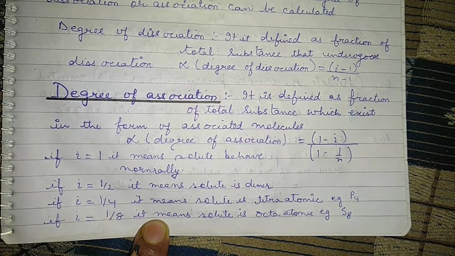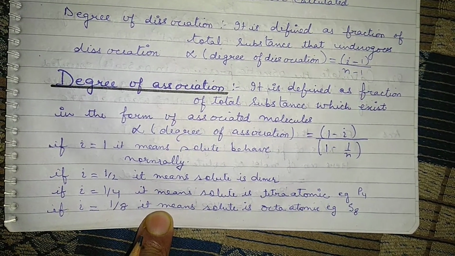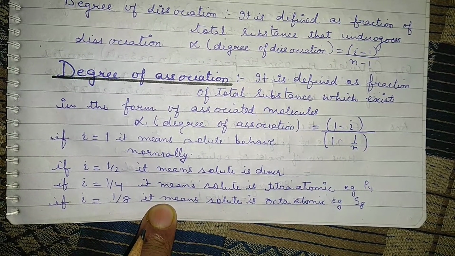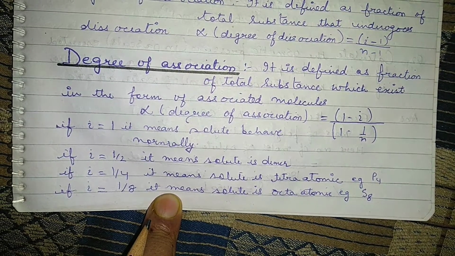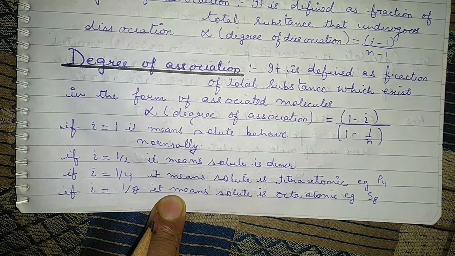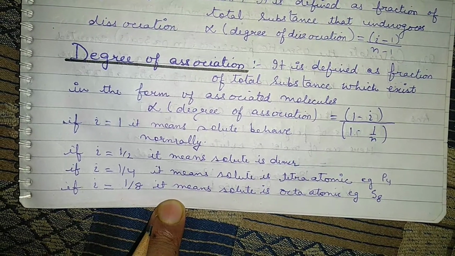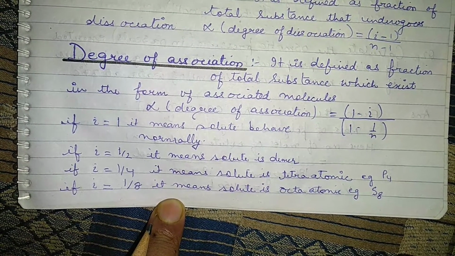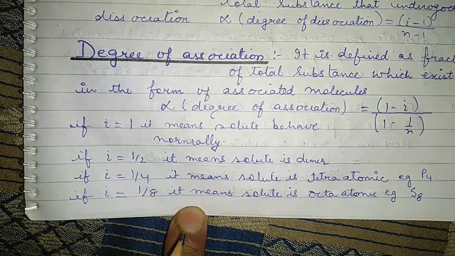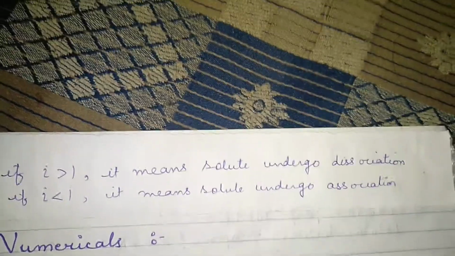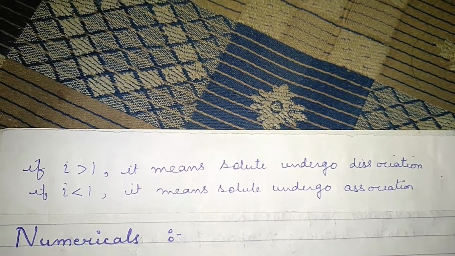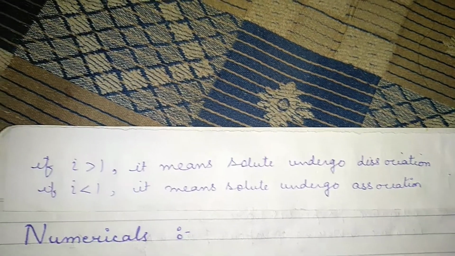Here, if i is equal to 1, it means the solute behaves normally. If i is equal to half, it means the solute is a dimer. If i is equal to 1 by 4, it means the solute is tetraatomic, for example P4. And if the value of i is 1 by 8, it means the solute is octaatomic. The example is S8, that is sulfur. And if i is greater than 1, it means the solute undergoes dissociation. And if i is less than 1, it means the solute undergoes association.